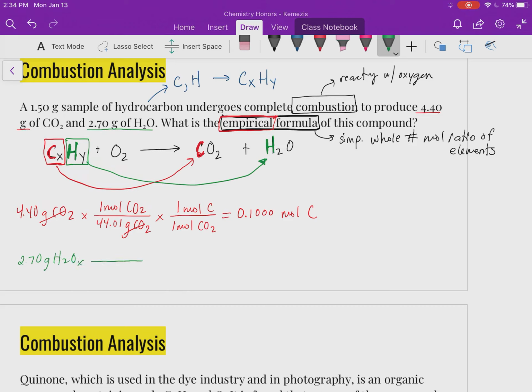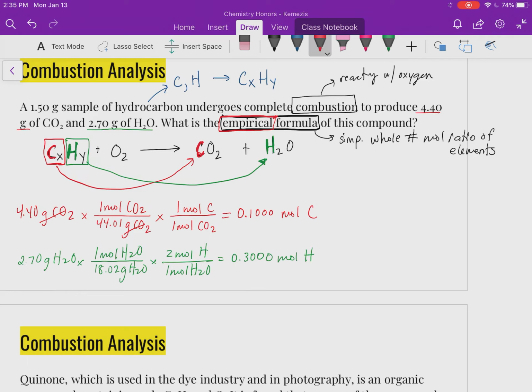of H2O, using the same idea that if I can turn it into moles of water, and then I know that for every 1 mole of water, there's 2 moles of hydrogen, we can figure out how many moles of H there was. So for every 1 mole of H2O, 18.02 grams. And then for every 1 mole of H2O, 2 moles of H, I'm just using the formula as the conversion factor here. So we can do this, 2.7 divided by 18 times 2. We get 0.300 moles of H, if we're thinking about sig figs.